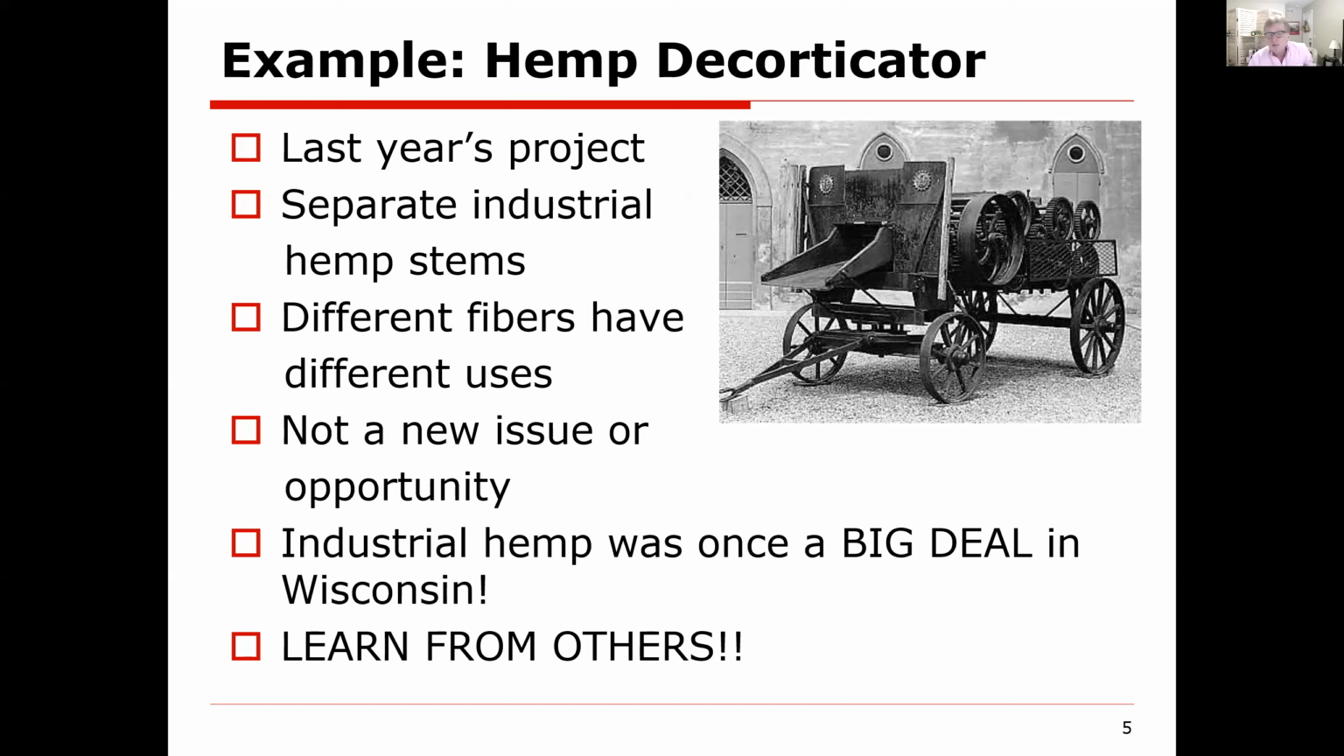We've heard and we've seen a lot about hemp, industrial hemp in particular, here in Wisconsin in the last 5 years or so. But guess what? This is not a new issue or a new opportunity. If you look at the machine in this particular picture, this is actually a hemp decorticator from the 1800s. This was a machine that was built and designed in Germany. So these machines have been around for more than 100 years.